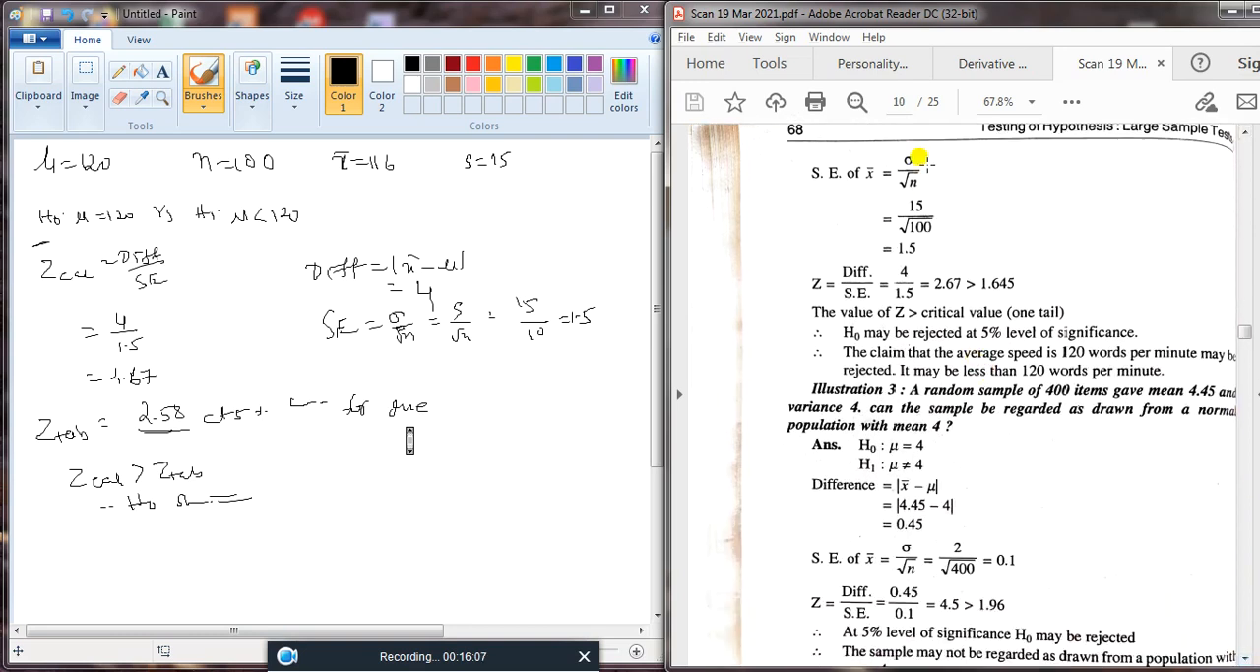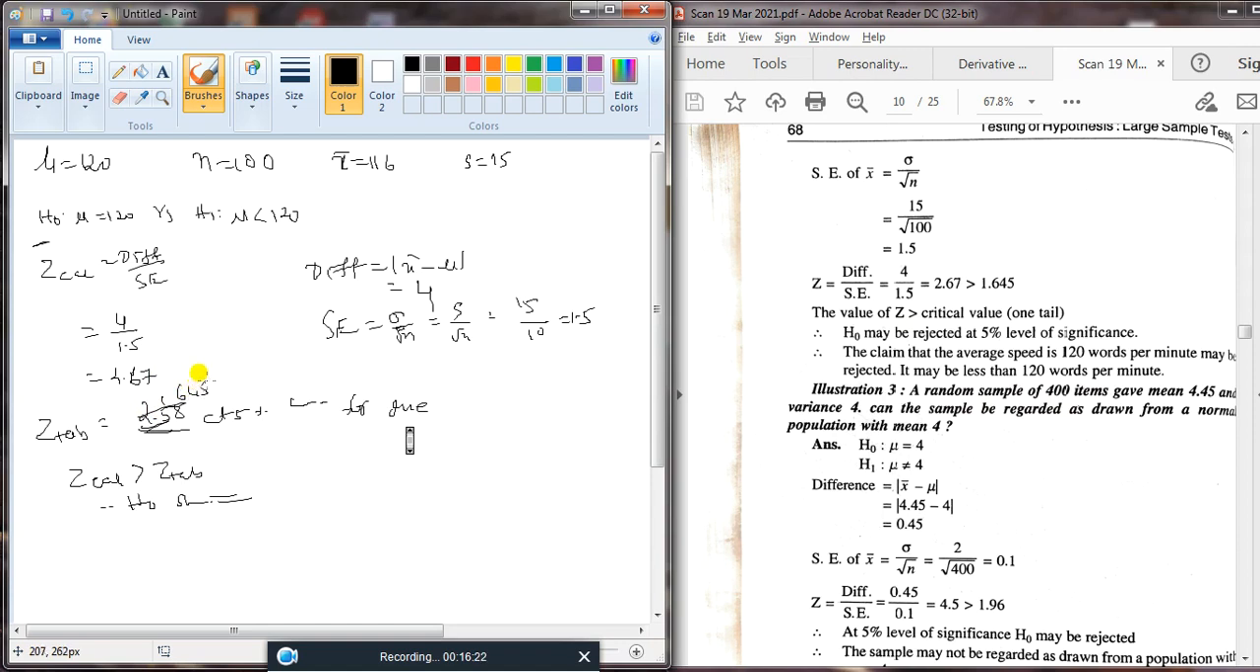In the next page, SE is sigma upon square root of n, 15 upon 100, that is 10, 1.5. Oh sorry, 5% पे किया ना, ओके 1.645 आएगा, 2.58 की जगह पे 1.645. सॉरी. तो ये 2.67 is greater than 1.645, so the claim that the average speed is 120 words per minute may be rejected, it may be less than 120 words per minute.